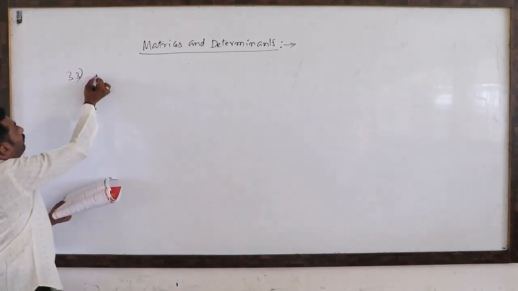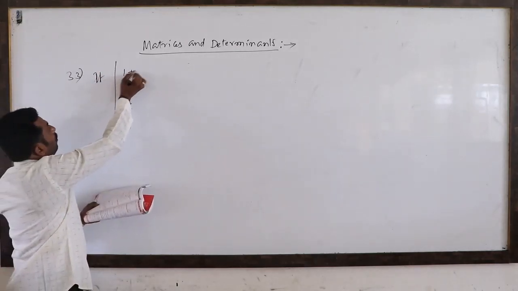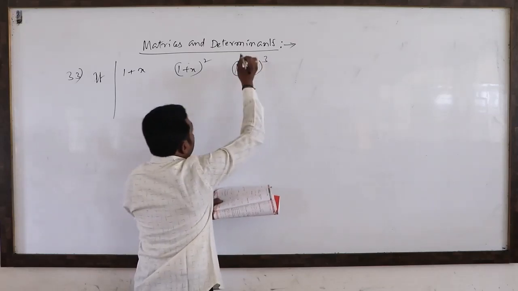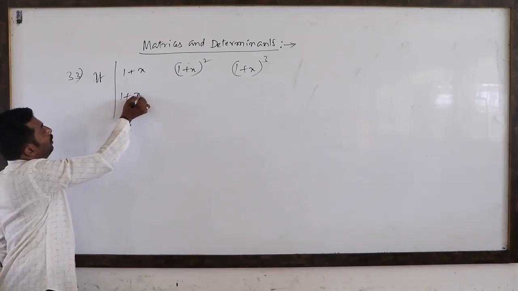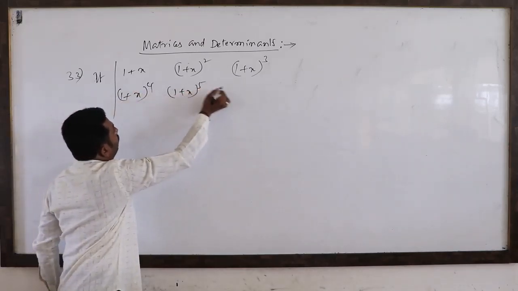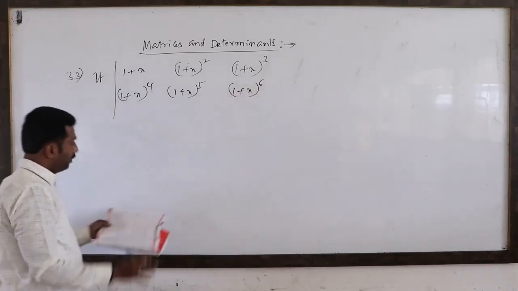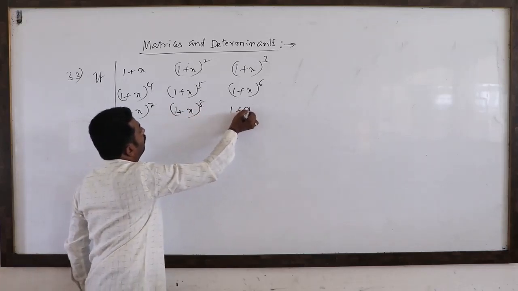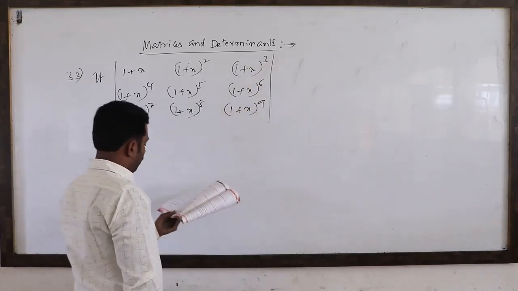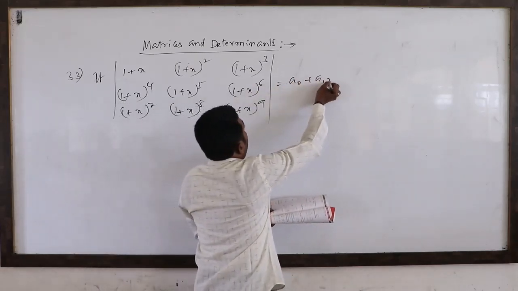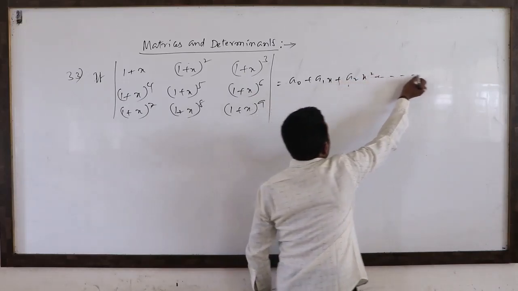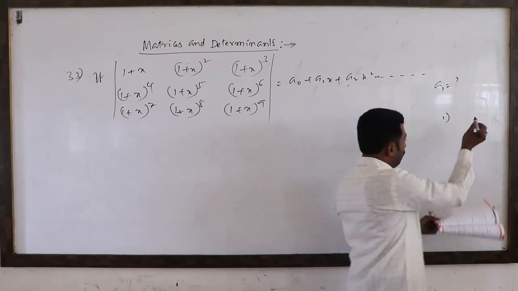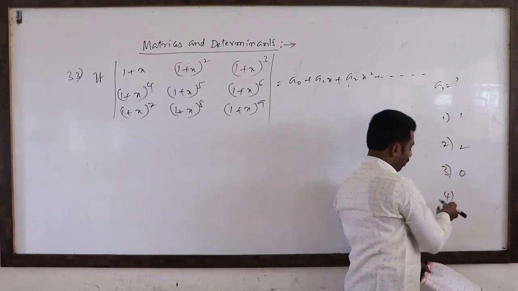Next, question number 33. If determinant of 1 plus x, 1 plus x whole square, 1 plus x whole cube, 1 plus x whole power 4, whole power 5, whole power 6, 1 plus x whole power 7, x whole power 8, whole power 9, is written as a0, a1x, a2x square and so on, then the value of a1 they are asking. Options: 1, 2, 0, fourth option 3.